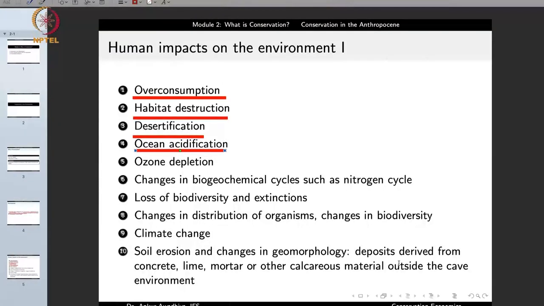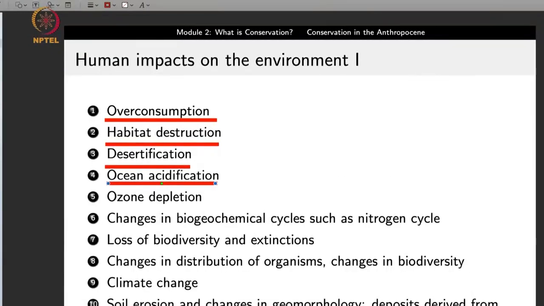At the same time, when the acidity of water, when the pH of water turns acidic, this water is no more capable of supporting a large number or a large variety of organisms, because every organism has a level of tolerance for a number of things. Not all organisms can survive in acidic waters. So when you turn the water acidic, those organisms that are not able to tolerate acidic waters will die off. So ocean acidification is also a major human impact on the environment.